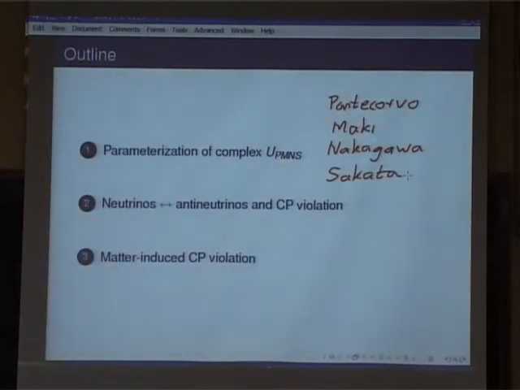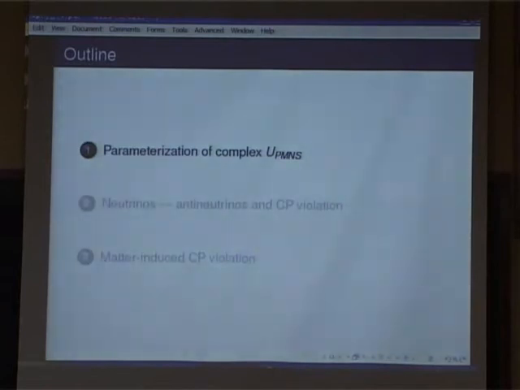Then, after looking at that, we'll see what happens when we go from neutrinos to antineutrinos, because that will give us CP violation. So in general, we have all heard this saying that we have complex mixings, then we have CP violation, and then we talk about how CP can be induced by matter. So we come to these things. So let's try to parameterize this matrix.